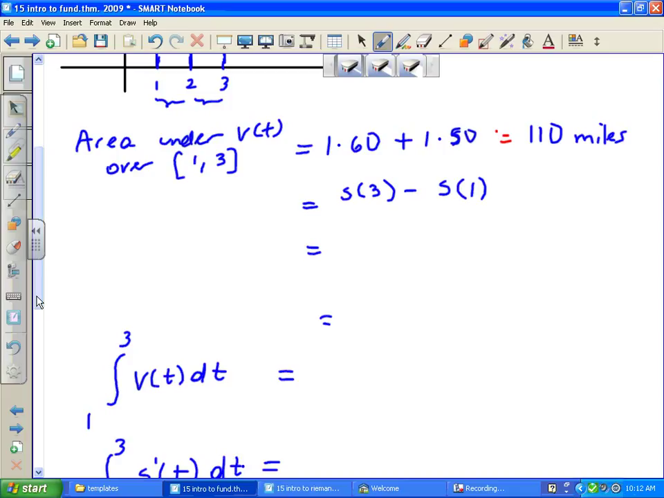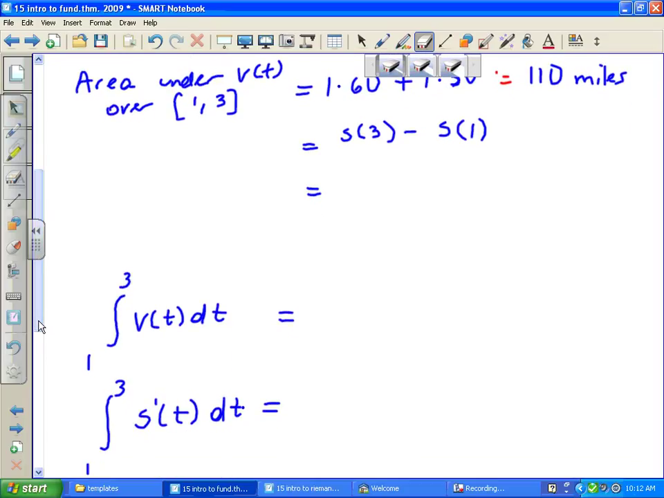Okay, I think I'm going to get back to that in a little bit. But right now, let's try to do the following. Let's get to the next line. The integral from 1 to 3 of v of t dt. Remember now, what does this represent? The area under the v of t curve from 1 to 3. And based on what we just found, what is that area equal to?